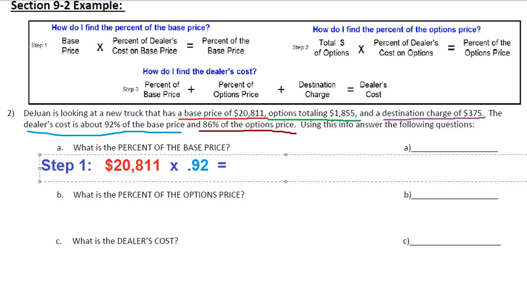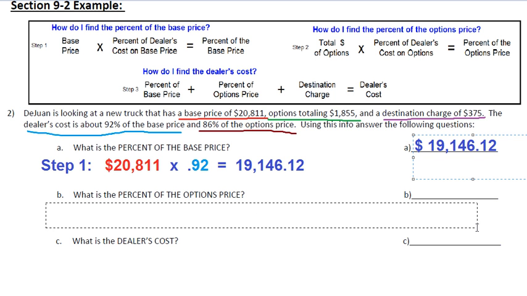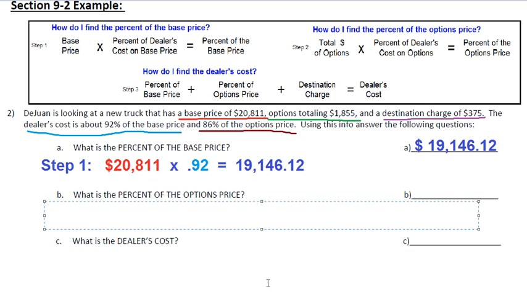We multiply it out, and what we get is $19,146.12. So that truck that normally costs $20,811, the dealer is going to pay $19,146.12. So they're getting a little bit of a discount here. Let's move on to Step 2 for letter B.